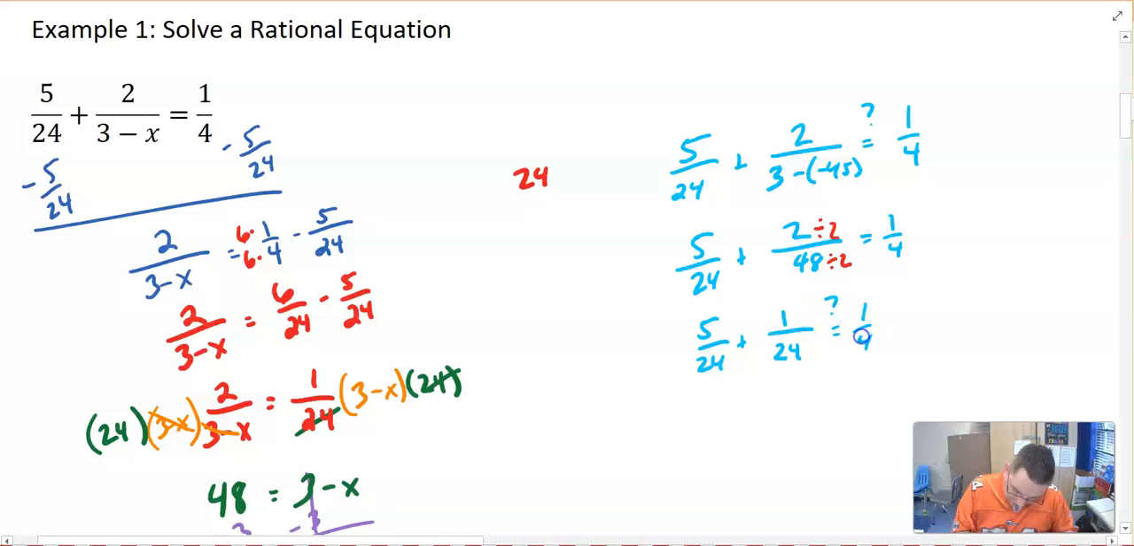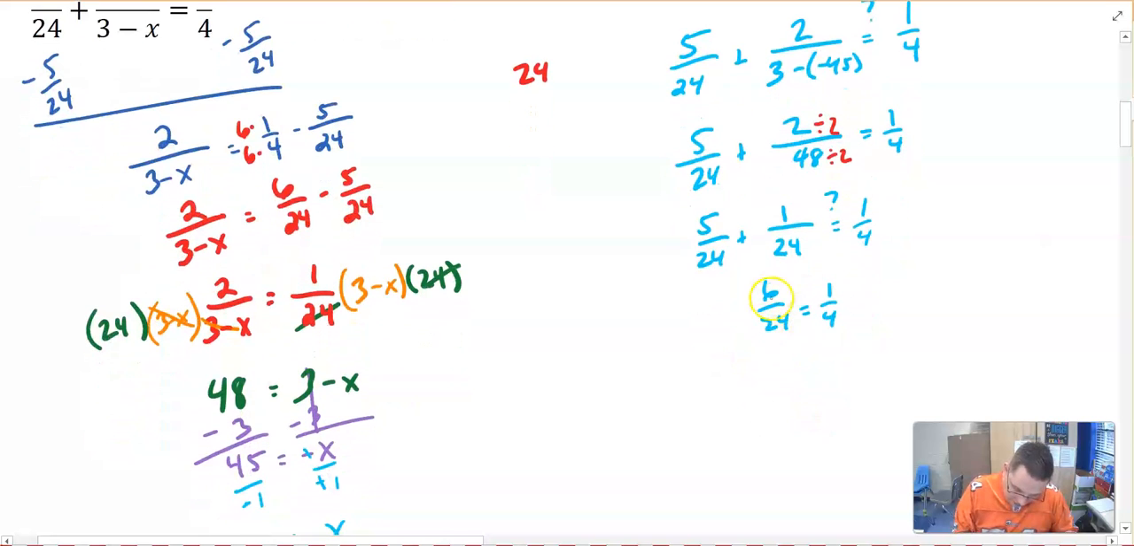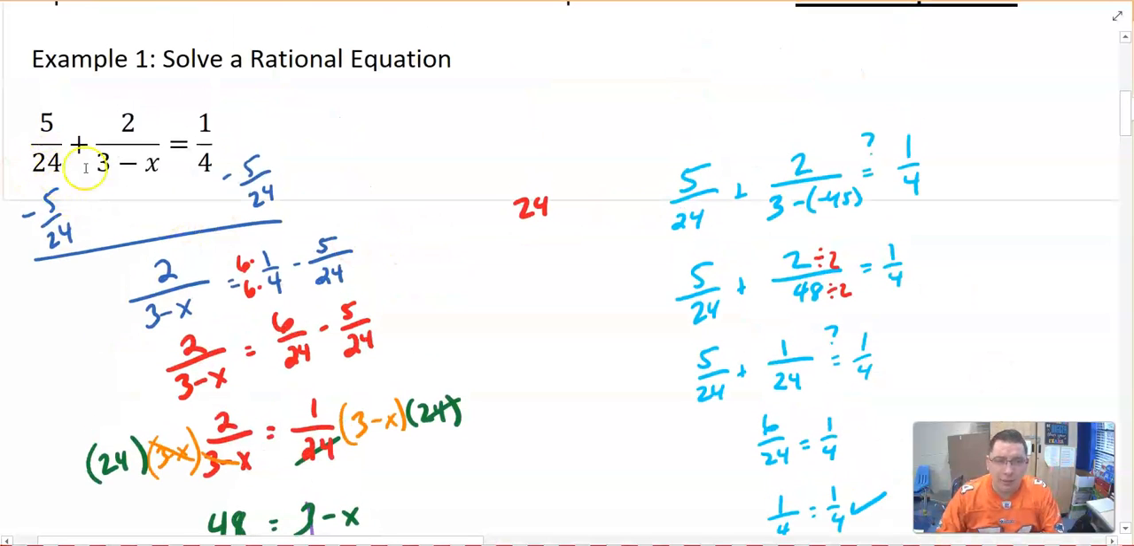Again, still checking. And then 5 plus 1 is 6. And so 6/24 is 1/4. And 6 divided by 6 is 1. 24 divided by 6 is 4. So this answer checks out. Okay. So again, when we're solving this out, make sure you're getting your pieces to each side to be able to solve this completely out. Okay. So again, there is another path here, and that would have been getting the denominator of 24 and 3 minus x to be the same.